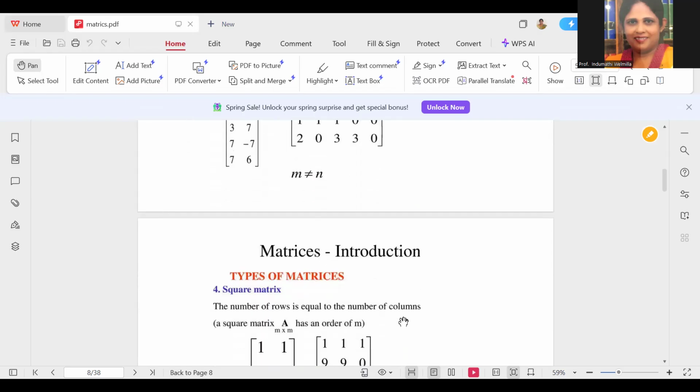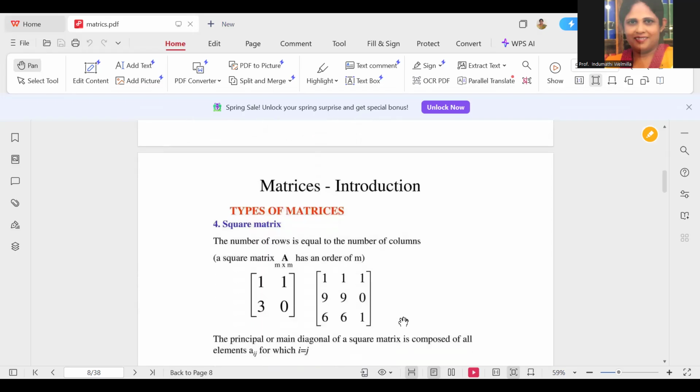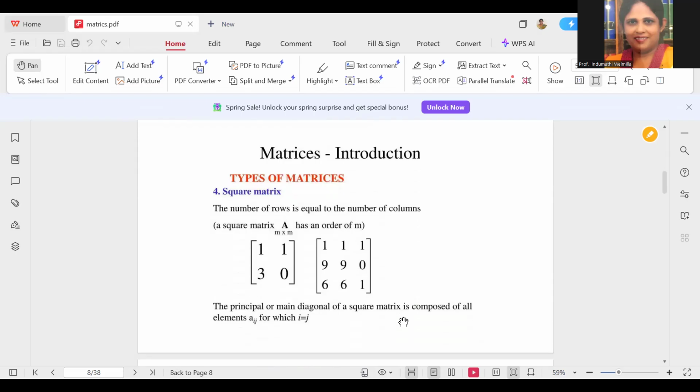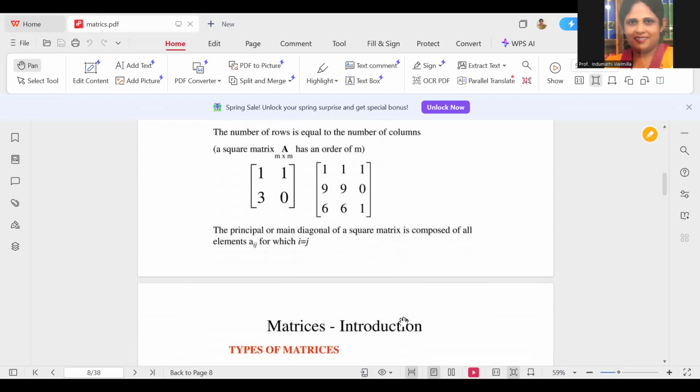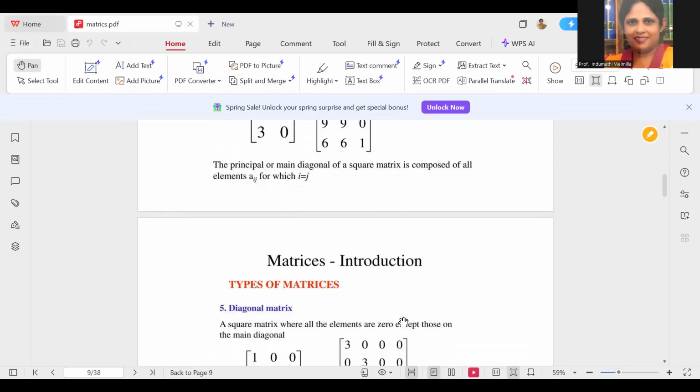The other type is the square matrix. In this case, the number of rows is equal to the number of columns. So a square matrix has the same number for m and n, m into n. That means the size of the matrix is 3 into 3, 2 into 2, 4 into 4, like that. These are some examples.